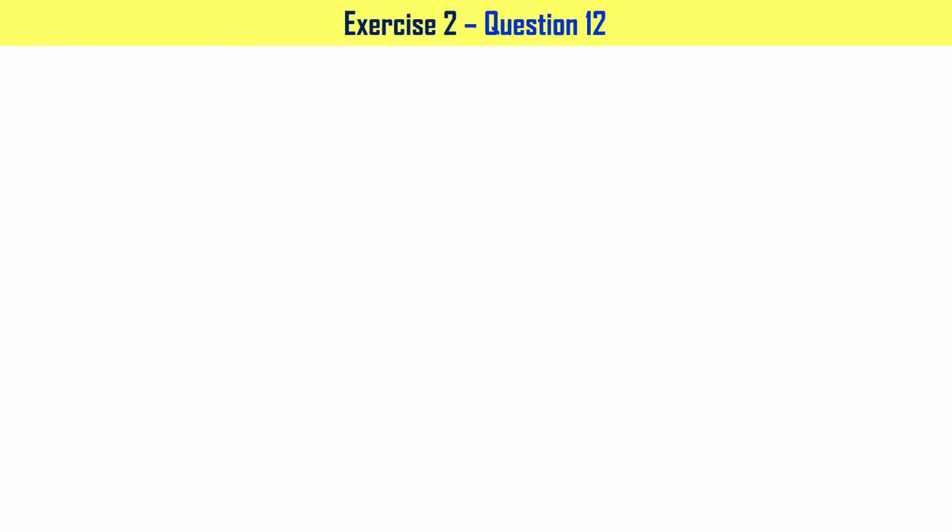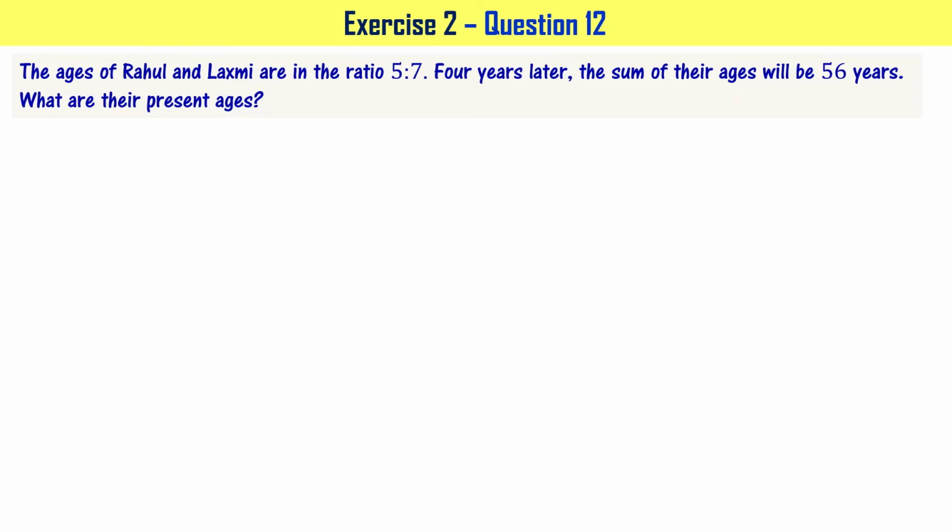Question number 12 is, the ages of Rahul and Lakshmi are in the ratio of 5:7. 4 years later, the sum of their ages will be 56 years. What are their present ages? Now you see the ages of Rahul and Lakshmi are in the ratio of 5:7. This is the present age. Got it? 4 years later, the sum of their ages will be 56 years. Now we are asked to find their present ages, right?